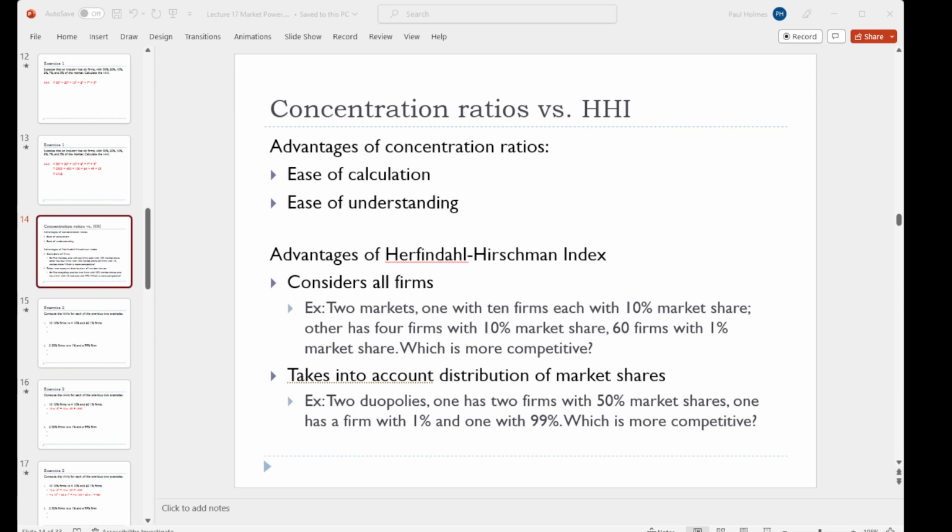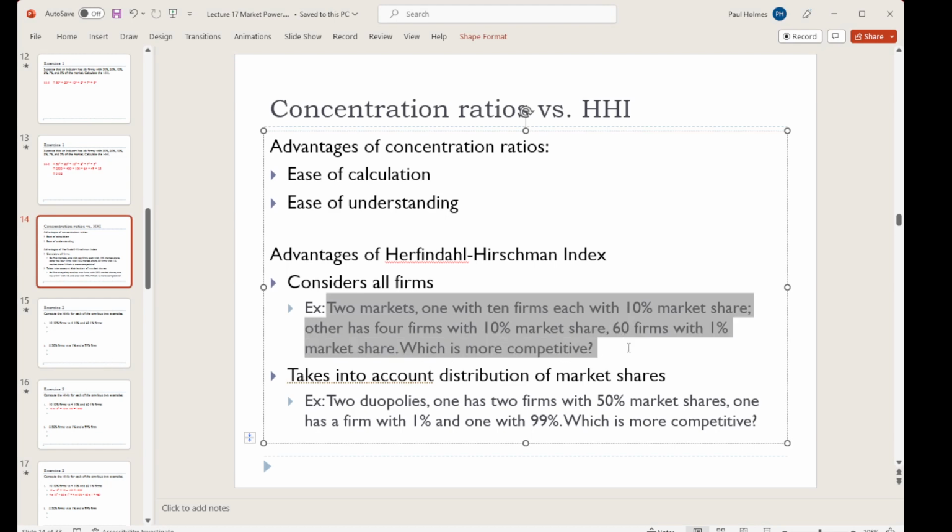The Herfindahl-Hirschman index, that might not be quite so easy to understand, but it does have some really important advantages. One, it thinks about all of the firms in the market, not just the top four or whatever. So as an example of that, we've got two different markets that I'm going to describe here. The first market has 10 firms with a 10% market share. The second market has 4 firms with a 10% market share and 60 firms with a 1% market share.